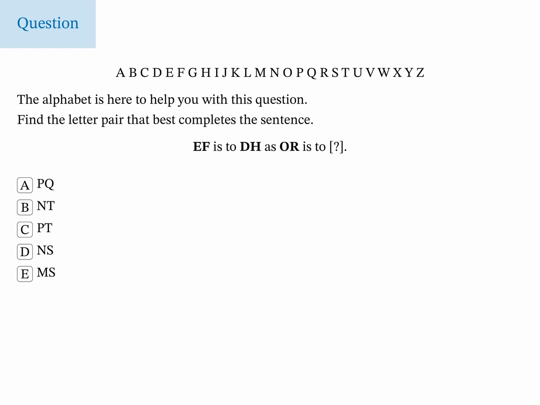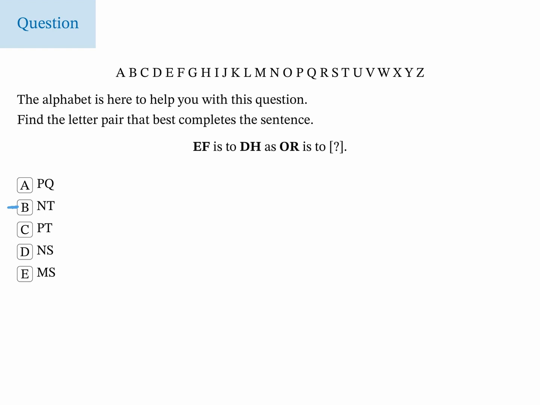So we've had a bit of a think about this one, a little bit longer. We've got a couple of answers coming in. So I will just give everyone a few more moments to have a think about this, and then we can go through it. Okay, let's stop there. Thank you, everyone. So everyone thinks the answer is the letter pair NT. So let's have a look.